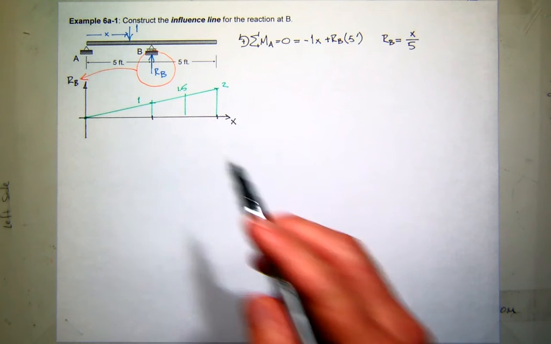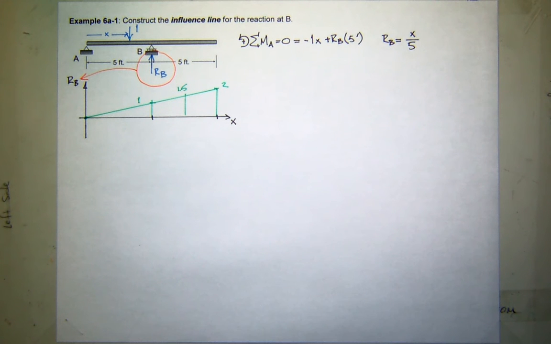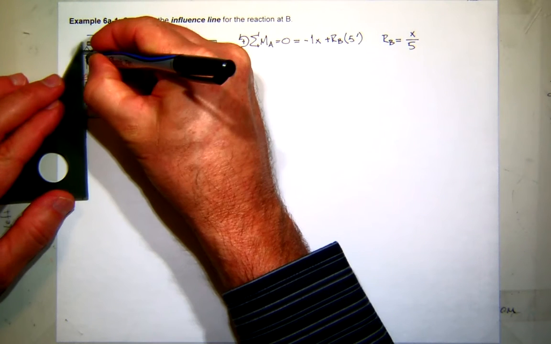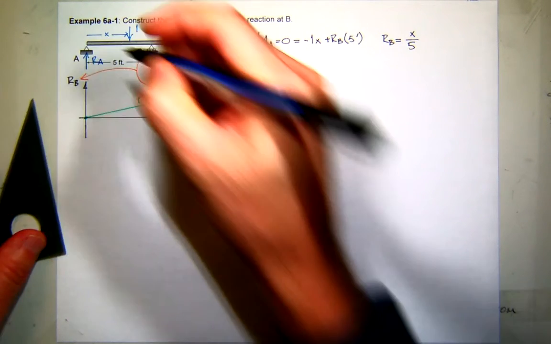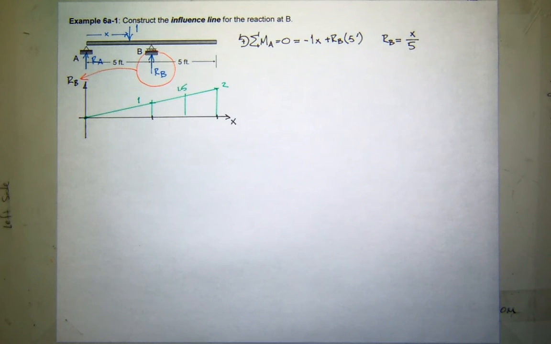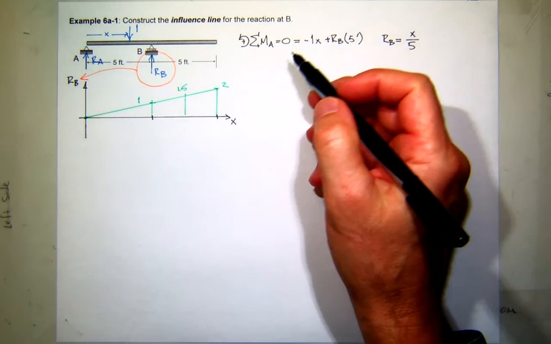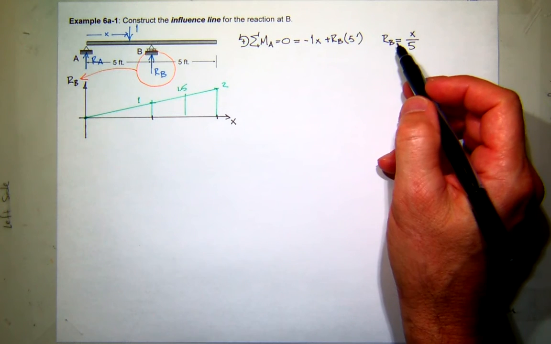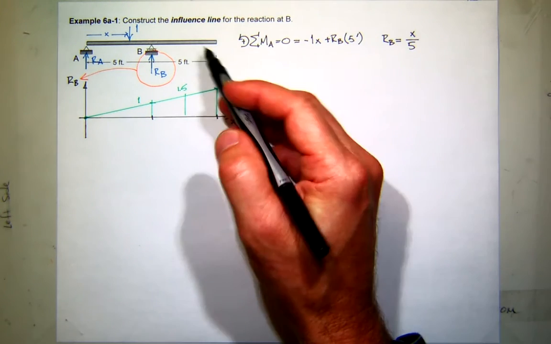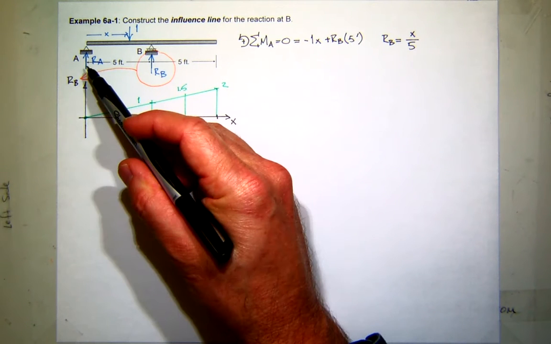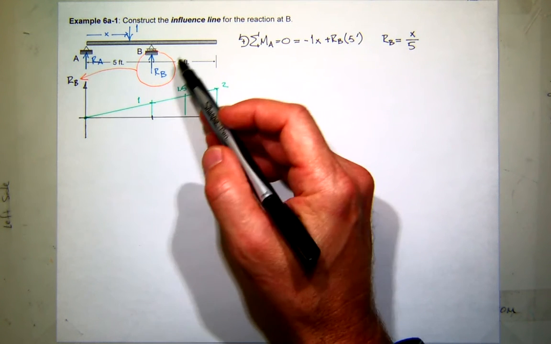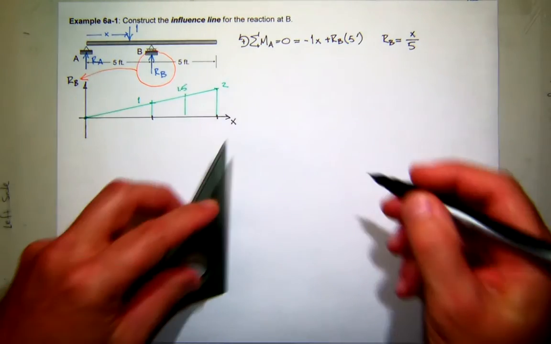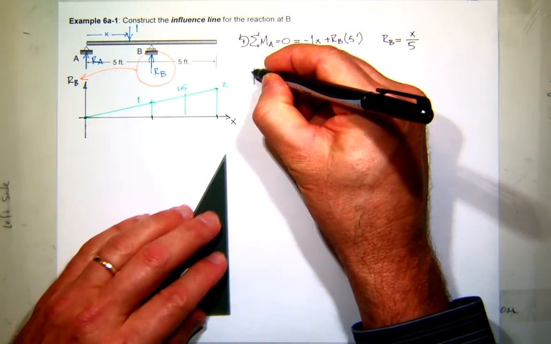What if I wanted the reaction at A? I want to draw the influence line for the reaction at A. How do I find that? Now I already have this term, right? I could sum moments at B and get the reaction at A, or I could do what? Now that I have the reaction at B, I can just sum forces in the y direction, like you've done before.